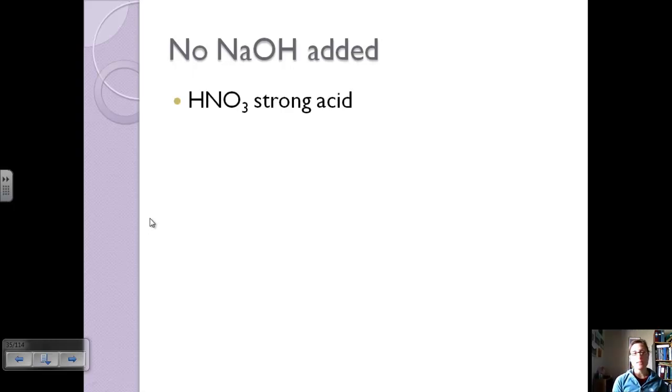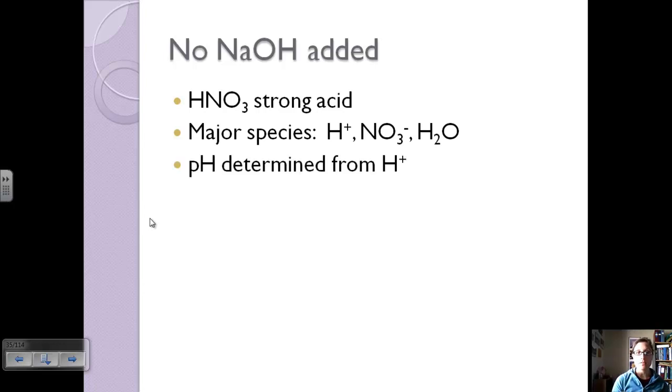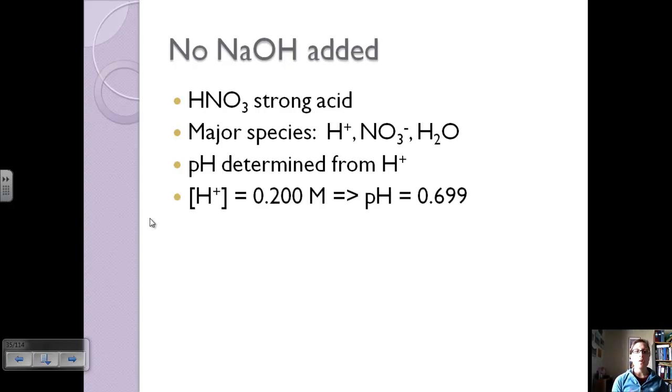Okay, so first of all, if we just have our nitric acid, it's a strong acid, so we know it's going to completely dissociate. So that gives us our major species of H+, the NO3-, and then also water. And so in this case, this is a regular pH problem. Our pH is going to be determined from the H+ concentration. Well, we know that the concentration of the acid is 0.2 molar, and because it completely dissociates and it's 1:1, that means that the concentration of the H+ is 0.2 molar, and we could do negative log of that, giving us a pH of 0.699. Very acidic. That makes sense.